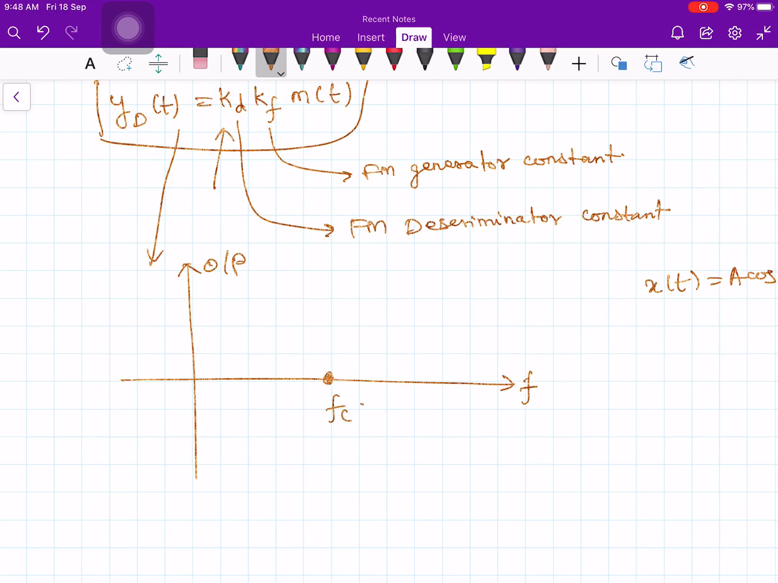When the frequency increases in the forward direction, then my output also should increase linearly. When the frequency decreases, then my output also should decrease. Therefore, I will get a straight line curve, with a certain slope, of course. So at the carrier frequency fc, the output should be 0.